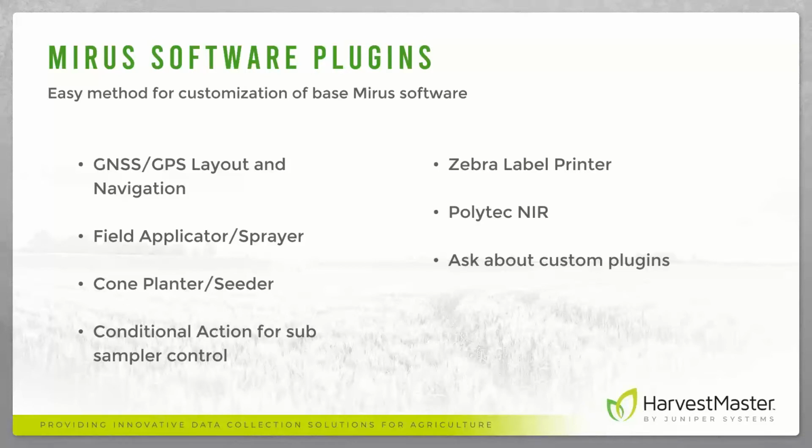A field applicator or sprayer, which connects to a multi-tank sprayer. We have a newer plugin now that allows us to interface to a cone planter or a seeder, which then will do a trip at set points in each plot. Our conditional action is within MIRUS, and that allows us to customize some of the other functions and use other available actuators to control subsamplers and bring the grain samples into the cab. We have Zebra label printers, which allow you to pre-print or print labels on the fly as you're harvesting. And then, of course, we interface to Polytec and other NIR sensors.